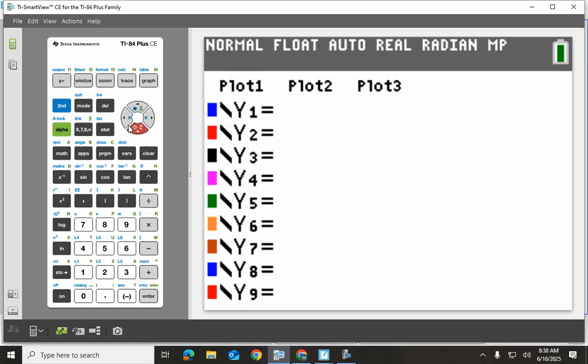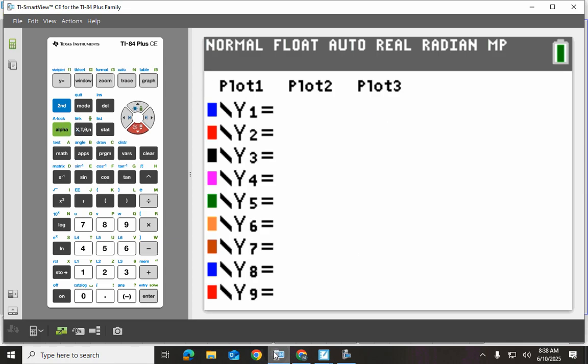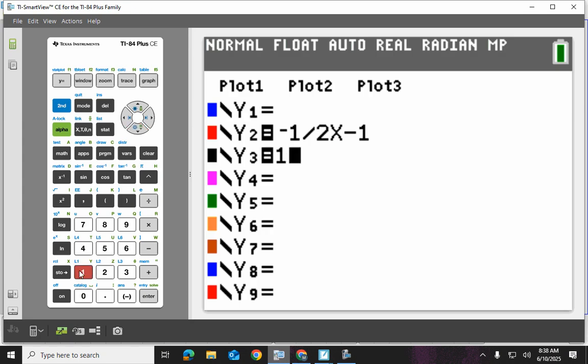Okay, so plugging these equations in. We've got negative 1/2 x subtract 1. And then the other one is 1/4 x subtract 4. You don't need to have brackets around the 1/4. If you wanted to, you can, but you don't have to. Okay, so we should end up with 2 lines.